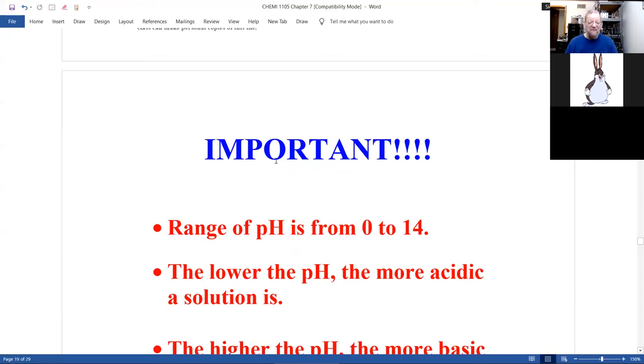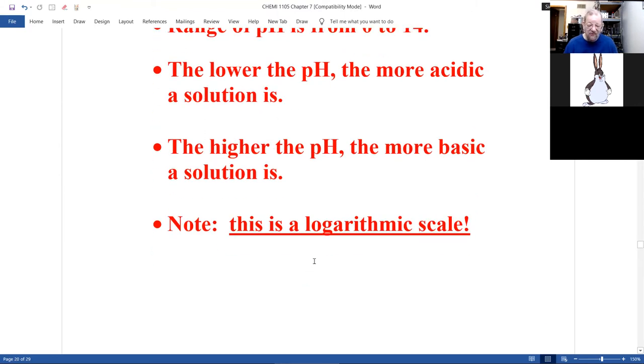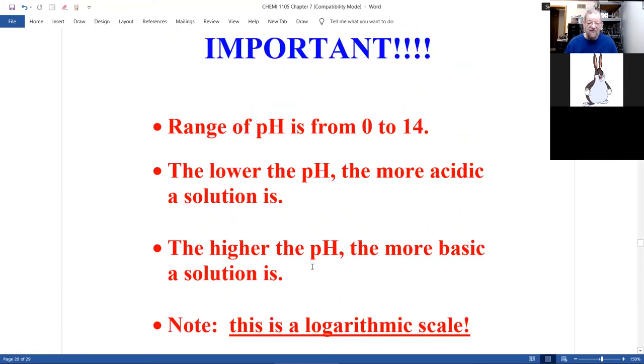Now, I even wrote it, important. The pH is always in a range from 0 to 14. The lower the pH, the more acidic it is, which means hydronium is greater than hydroxide. The higher the pH, the more basic it is. This is a logarithmic scale, which means each number differs from the other by a power of 10. pH 5 and pH 4 differ by a power of 10 in concentration. That's a big difference. Even though there are small number differences, pH 6 to 3 is a 1,000 times difference. So pH is a logarithmic scale, not just a direct numeric scale.